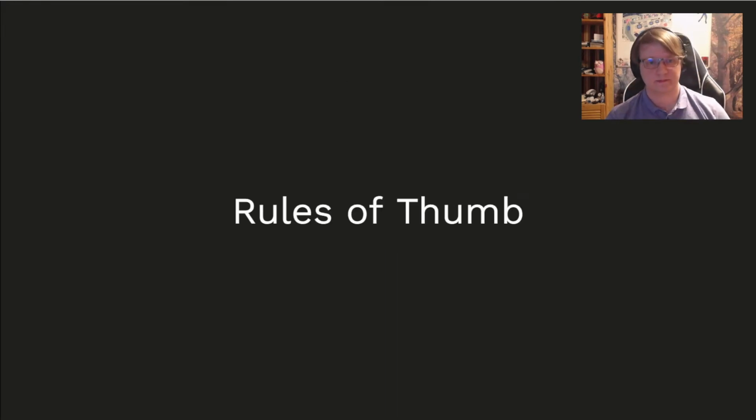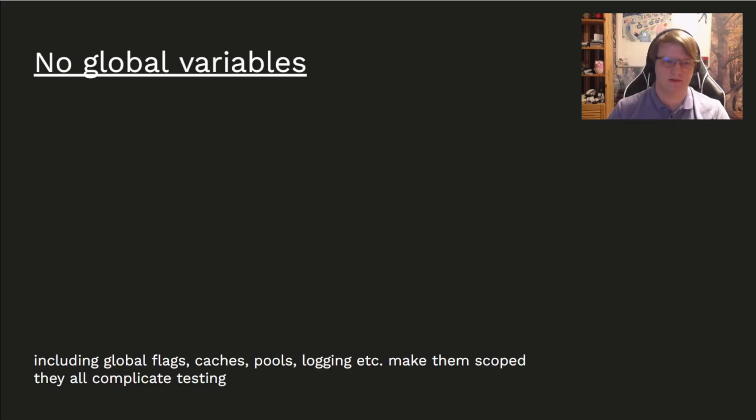Anyways, so rules of thumb. I guess the main thing that bites people is: don't have any global variables. This includes every single global flag, cache, pool, worker pool, registries. They all end up complicating testing as a result. So I'm not sure whether this requires any further explanation, but it makes your life easier if you don't have them.